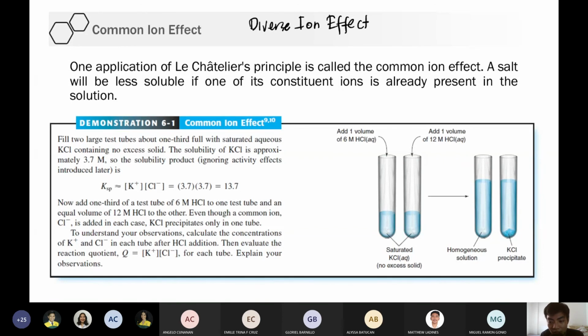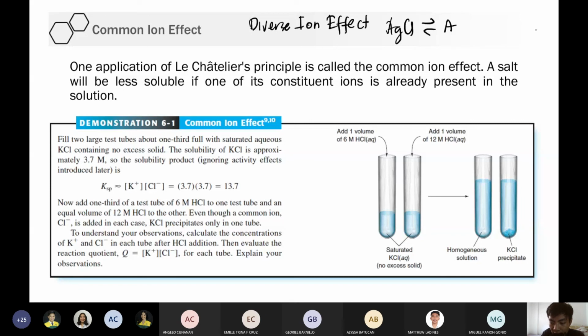Okay, so kwentuhan ko na yung idi-discuss natin next meeting, diverse ion effect. So what is a diverse ion effect? From the word itself, diverse ion, ibig sabihin, you add ions to your solution that is different from your salt. Okay, suppose you have AgCl.